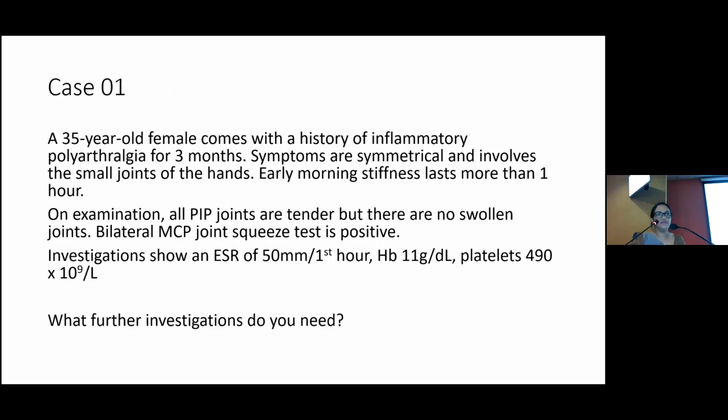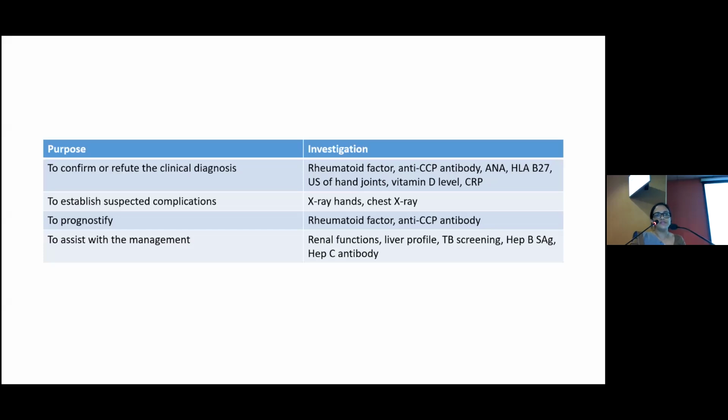So with that, coming back to our case, what further investigations do you need to decide on the treatment of this patient? For the first purpose, these are what could be done, not what I did. To confirm or refute the clinical diagnosis, you can go ahead and do a rheumatoid factor and anti-CCP antibody. And if really needed, you can also do an ANA and HLA-B27, because this could be a peripheral spondyloarthritis. You can also ask for an ultrasound of the hand joints, which is how the world is moving towards, a vitamin D level, and a CRP, because of the differentials.